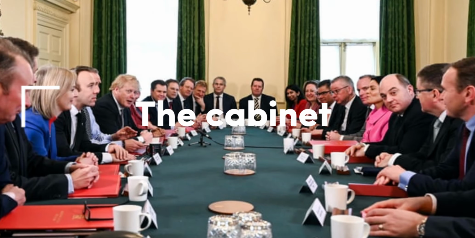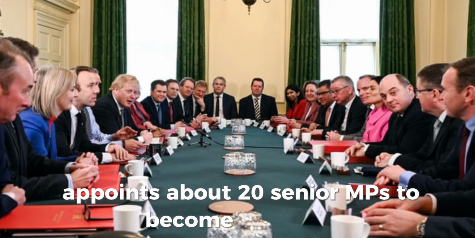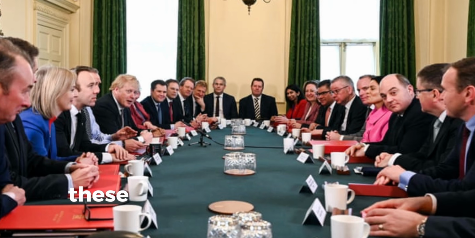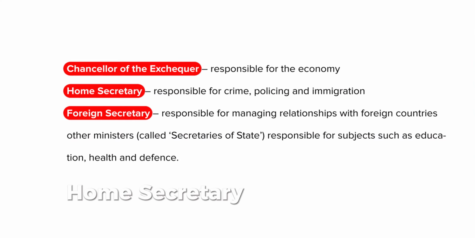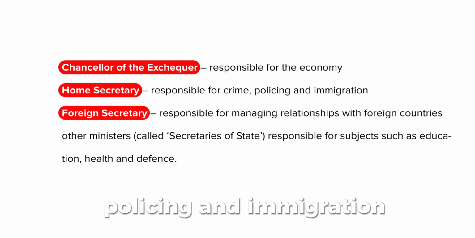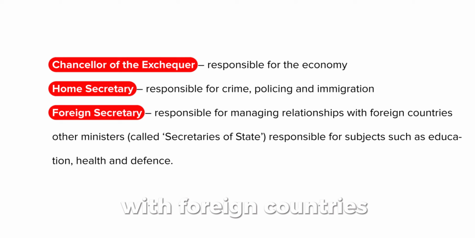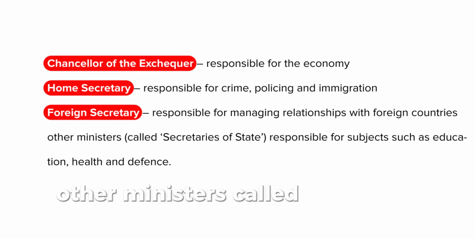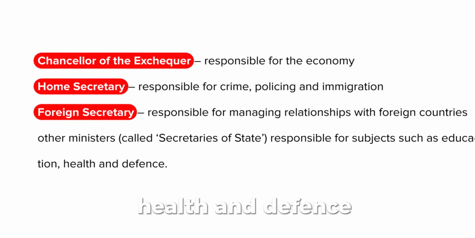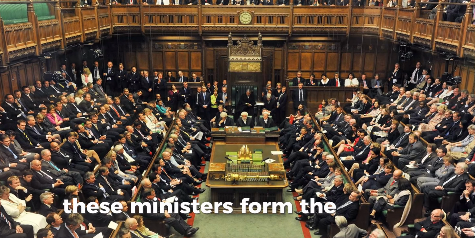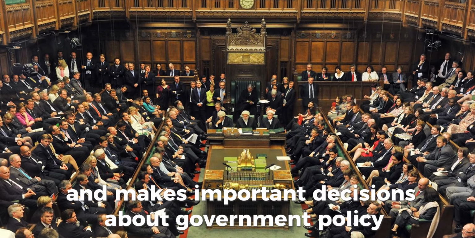The Cabinet. The Prime Minister appoints about 20 senior MPs to become ministers in charge of departments. These include Chancellor of the Exchequer, responsible for the economy; Home Secretary, responsible for crime, policing and immigration; Foreign Secretary, responsible for managing relationships with foreign countries; other ministers, called Secretaries of State, responsible for subjects such as education, health and defence. These ministers form the Cabinet, a committee which usually meets weekly and makes important decisions about government policy.